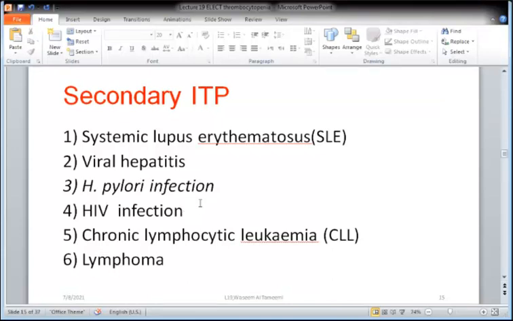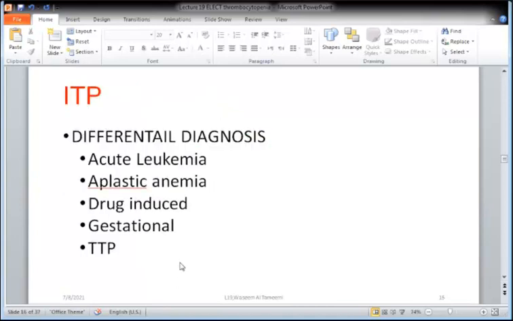Some cases of ITP are associated with H pylori infection, so it is an indication to screen for H pylori. They may even need eradication therapy for the H pylori infection. That is the trigger for new thrombocytopenia. ITP may be a presentation of chronic lymphocytic leukemia, so as we said, if the patient has lymphadenopathy or splenomegaly, I must think that the thrombocytopenia is due to a systemic disorder. Or ITP may be a presentation of lymphoma.